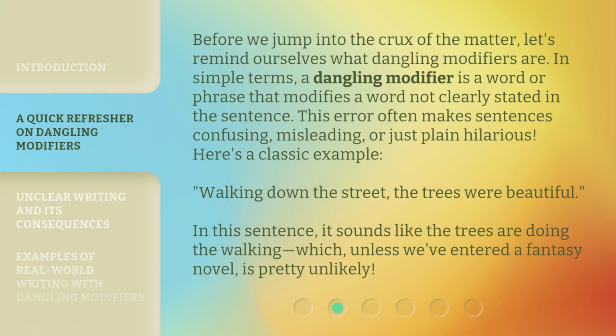Before we jump into the crux of the matter, let's remind ourselves what dangling modifiers are. In simple terms, a dangling modifier is a word or phrase that modifies a word not clearly stated in the sentence. This error often makes sentences confusing, misleading, or just plain hilarious. Here's a classic example. Walking down the street, the trees were beautiful. In this sentence, it sounds like the trees are doing the walking, which, unless we've entered a fantasy novel, is pretty unlikely.